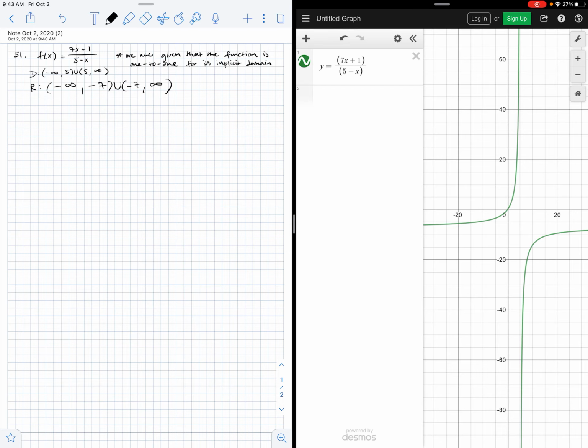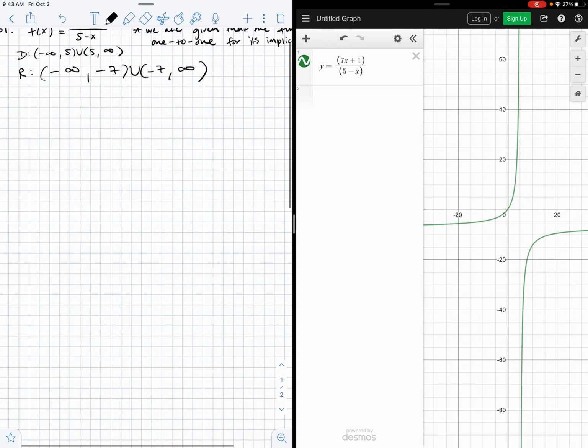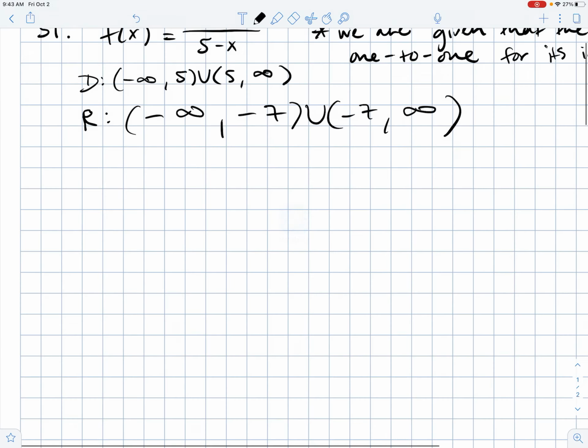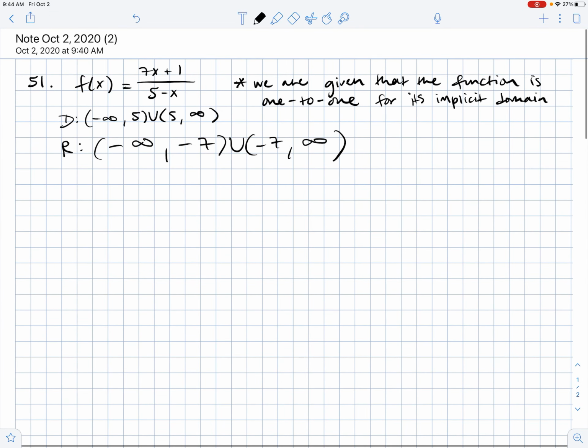However, since we know that the domain and the range of the function and its inverse will flip-flop, what we could also do is just find the inverse of this function. We were given it was 1-to-1, so we know it has an inverse. And then the domain of that function will actually be the range of f of x. So for finding the inverse, I'm going to switch x and y.